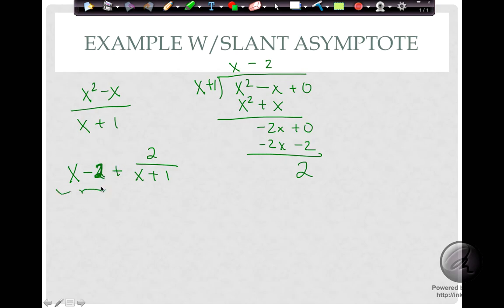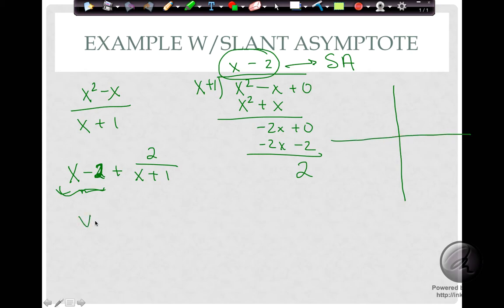This right here, or this thing up on the top, is my slant asymptote. So when I go to graph this function, we need to also continue to do the same thing. Vertical asymptote is x equals negative 1. No horizontal, but we do have a slant, and the slant asymptote is y equals x minus 2.